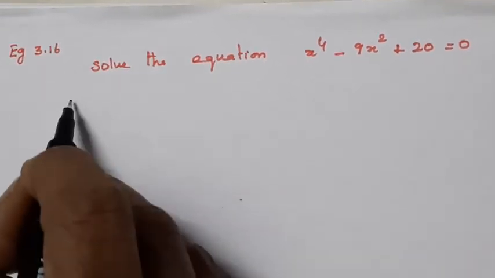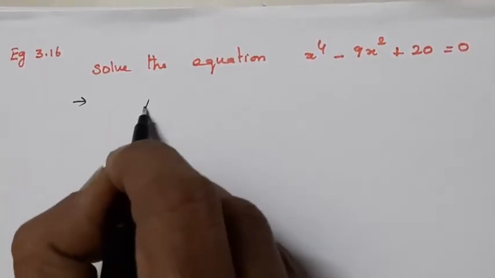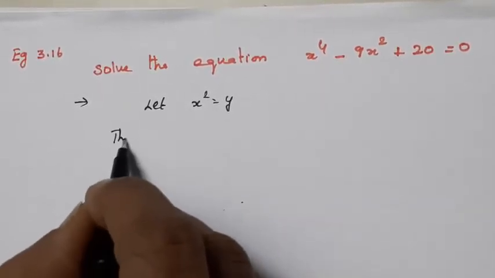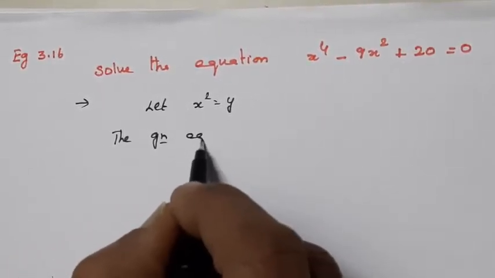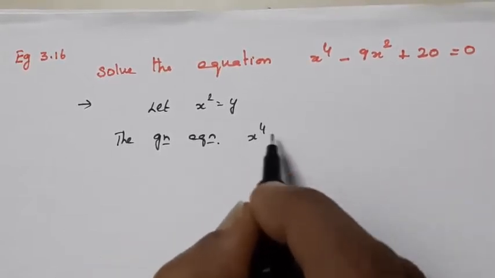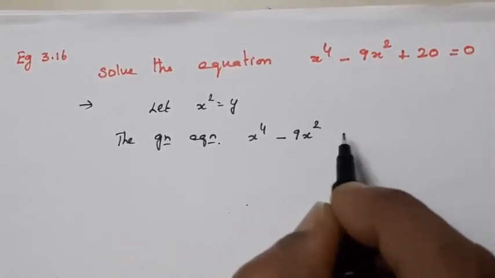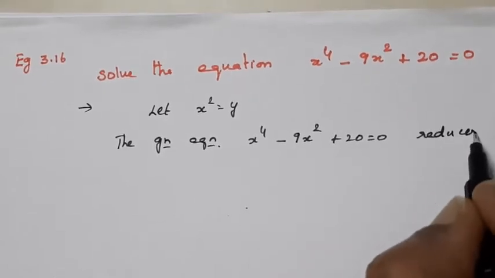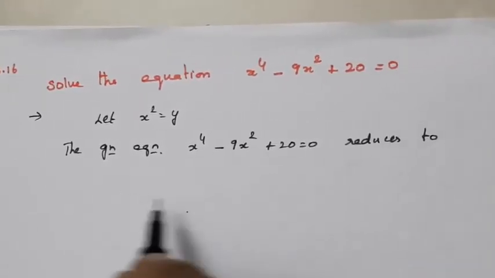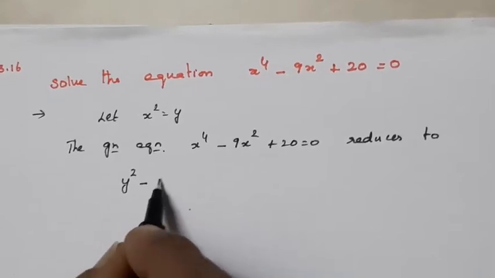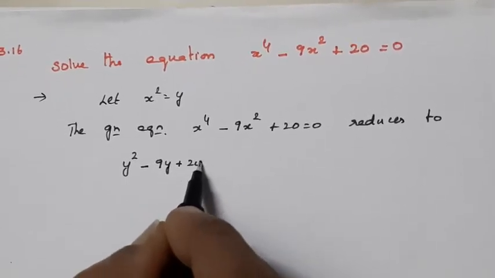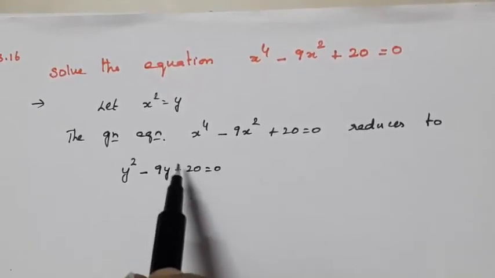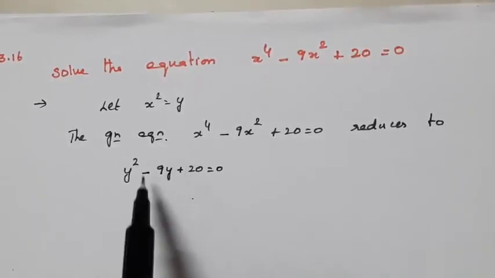So to start with, let us take x squared to be some y. The given equation x power 4 minus 9x squared plus 20 equal to 0 reduces to y squared minus 9y plus 20 equal to 0. So it has reduced to a quadratic equation, and easily it can be solved.